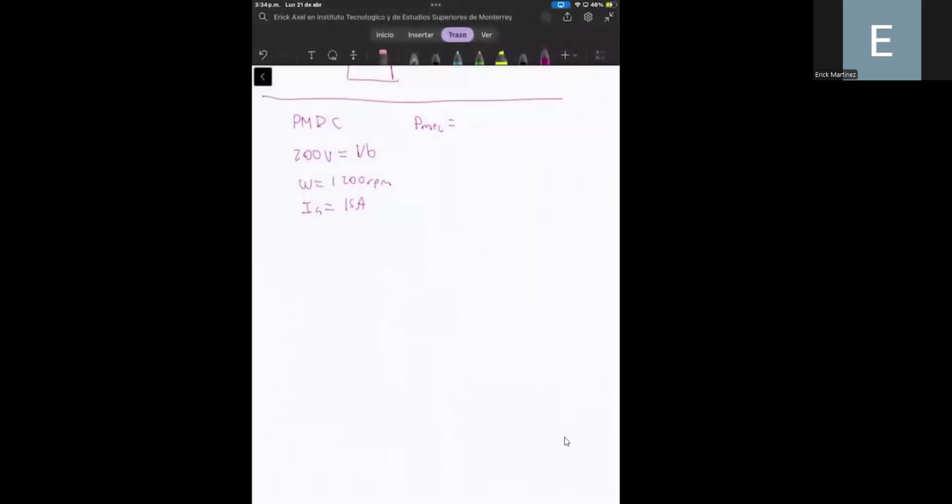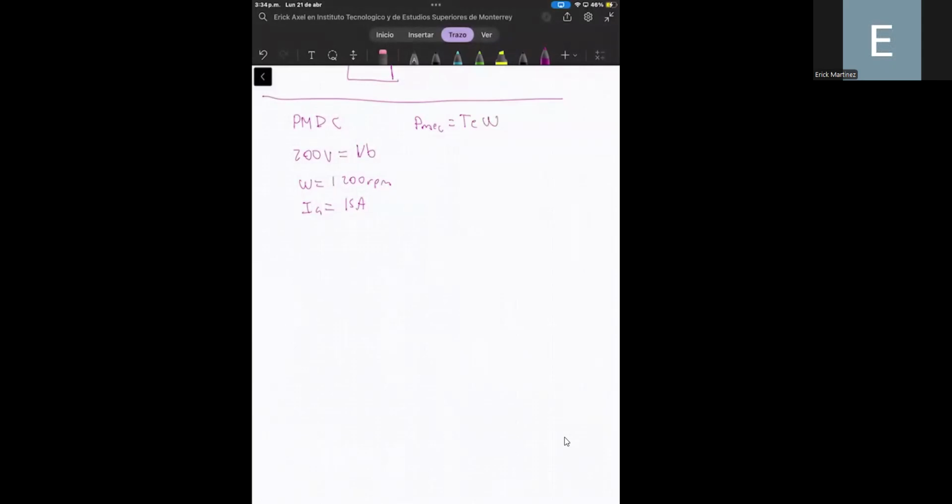We know that the mechanical power is equal to... let me share my screen. No, I need to share the screen again, just one moment. The mechanical power of a DC motor is equal to the electromagnetic torque times the speed of the motor.